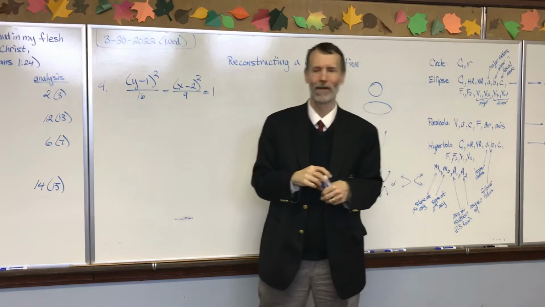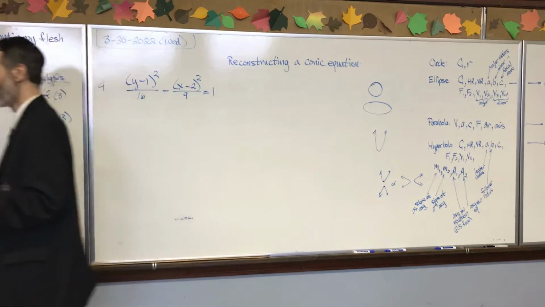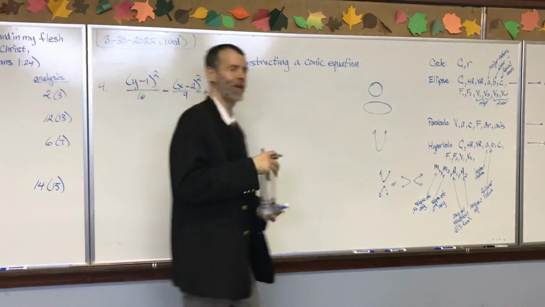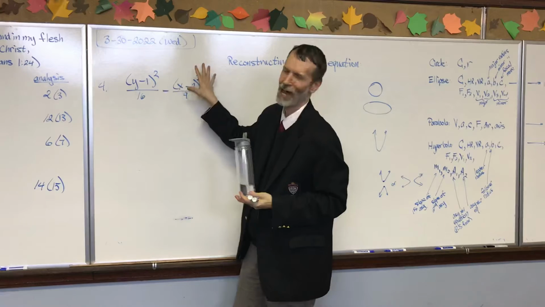Why isn't it a parabola? Katie. Because both of them are squared. Yes, both variables are squared. In a parabola, only one variable is squared and one is not. Depends on which.